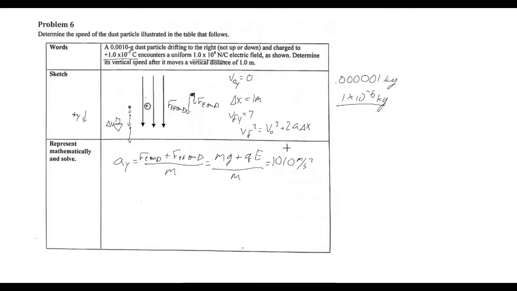Now that you have the acceleration, you can plug that into here. V final is going to be the square root of 2 times the acceleration, which is 10 meters per second squared, times our displacement, which is 1 meter. Our V initial is 0, so we can ignore it. Plugging this all in, you get a final velocity of roughly 45 meters per second. Wow. All right, there you have it.